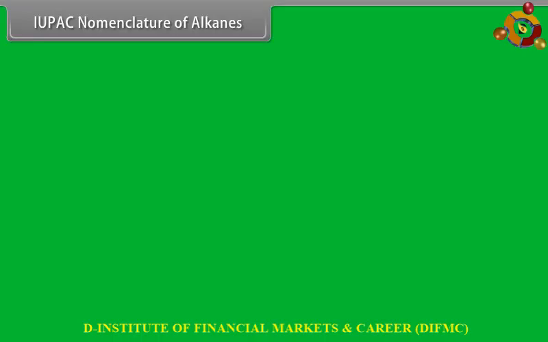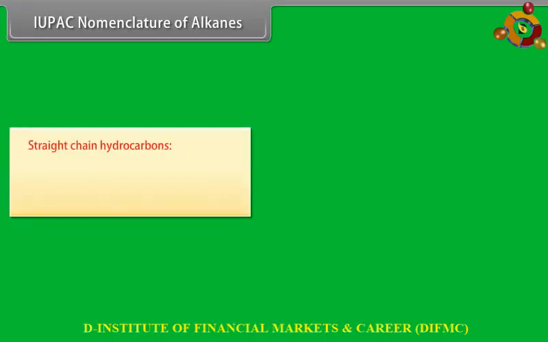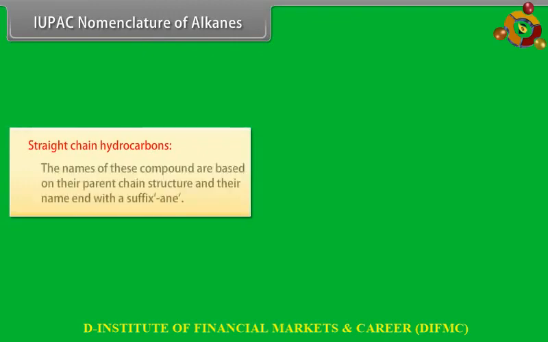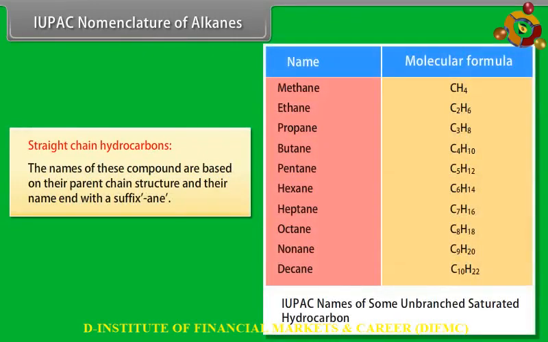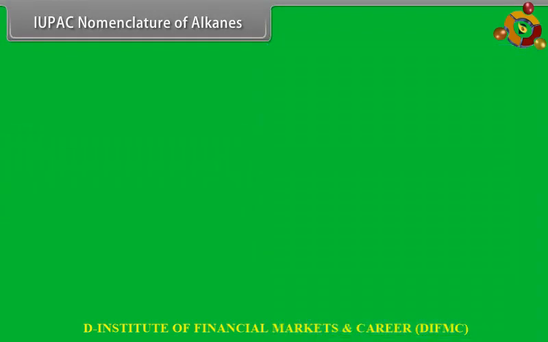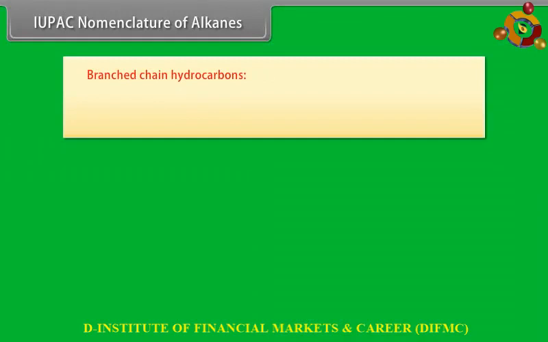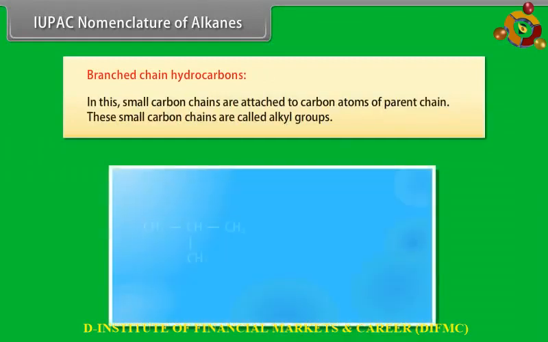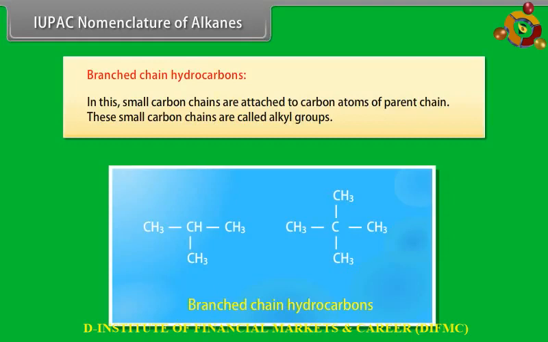IUPAC nomenclature of alkanes. Straight-chain hydrocarbons. The names of these compounds are based on their parent chain structure, and their name ends with a suffix ane. Branched-chain hydrocarbons. In this, small carbon chains are attached to carbon atoms of parent chain. These small carbon chains are called alkyl groups.